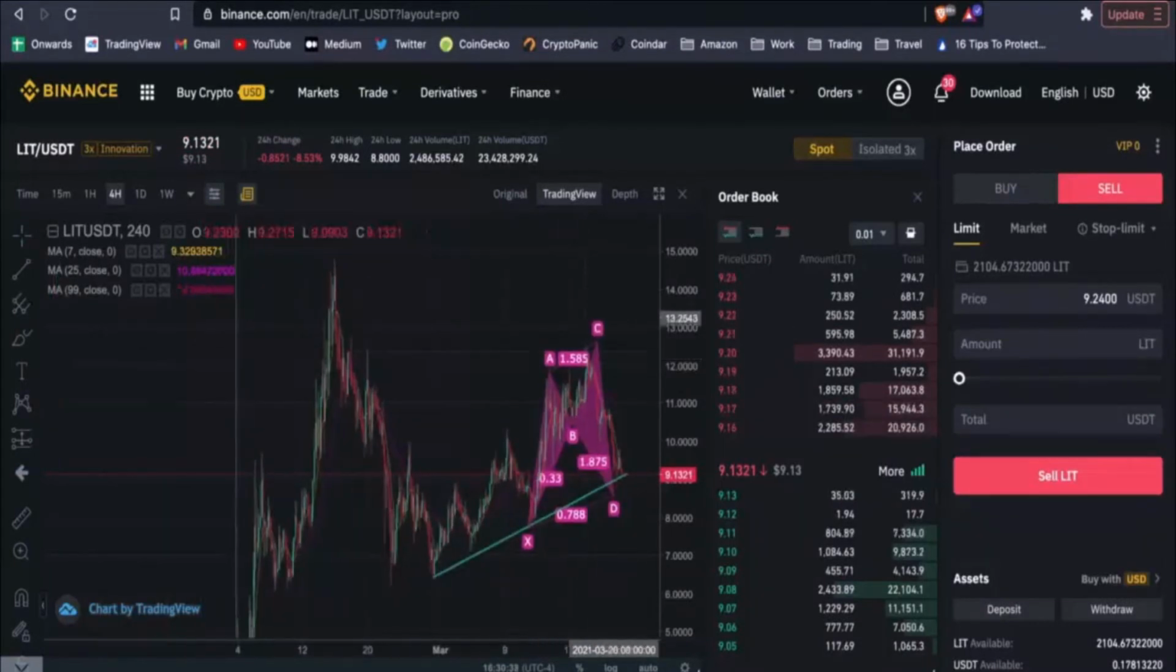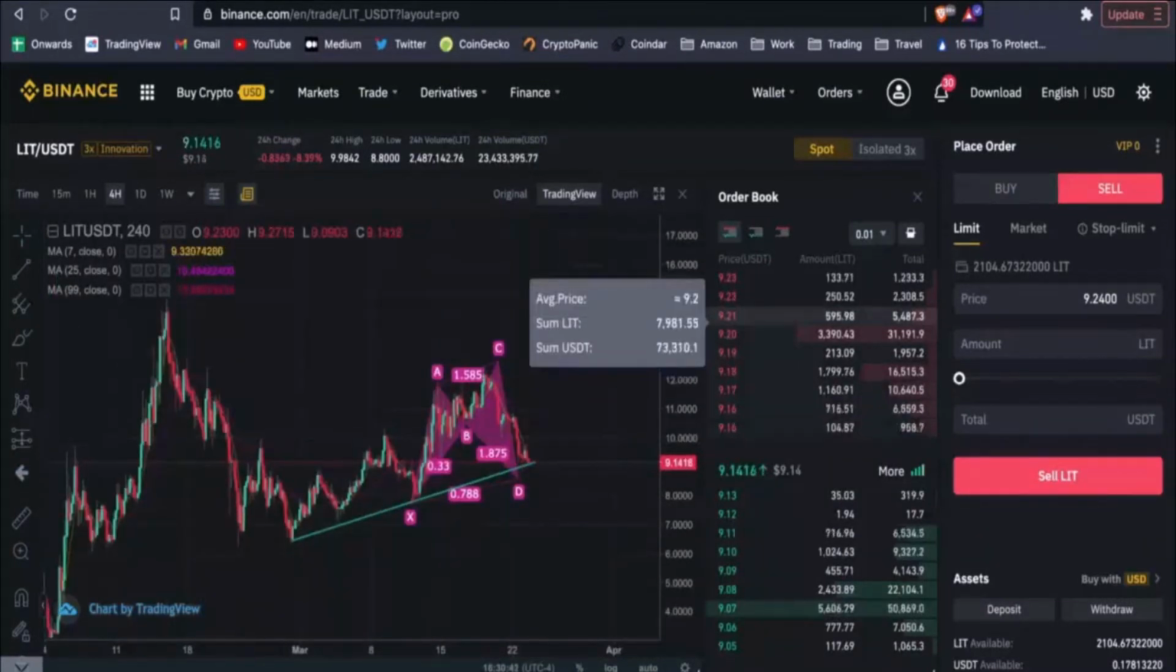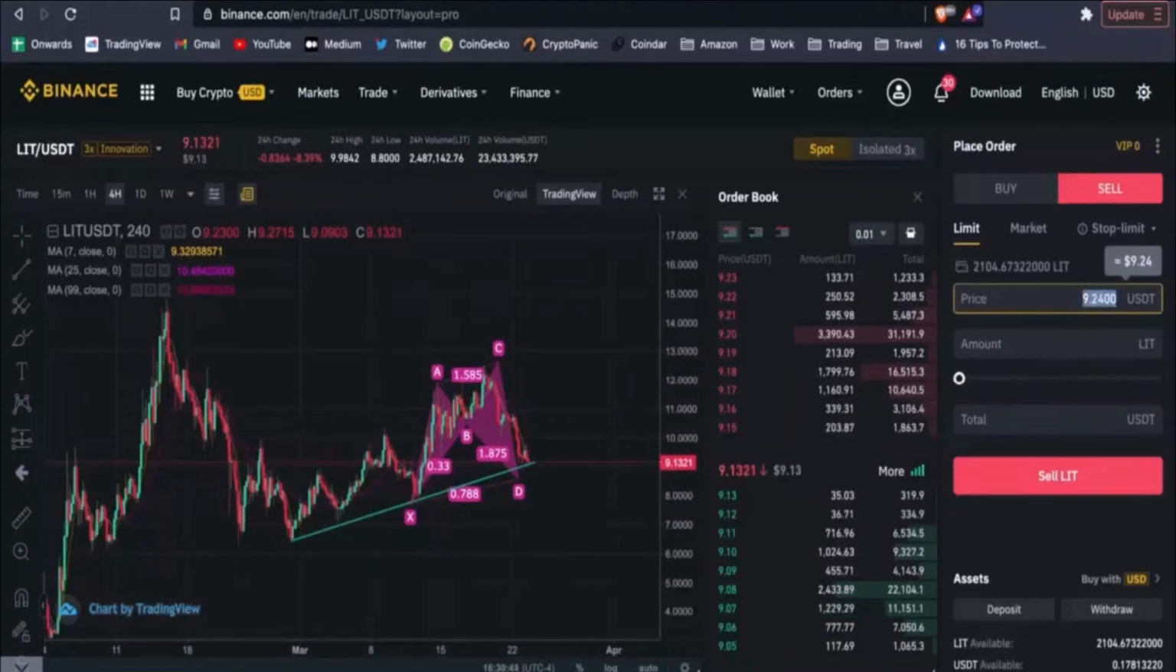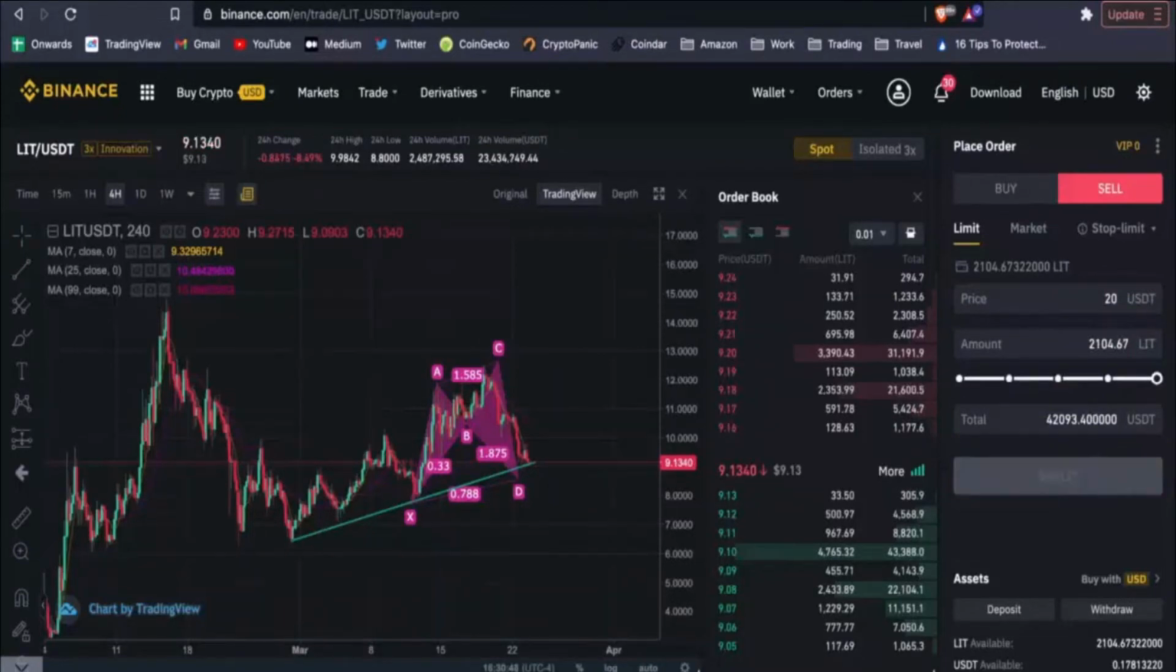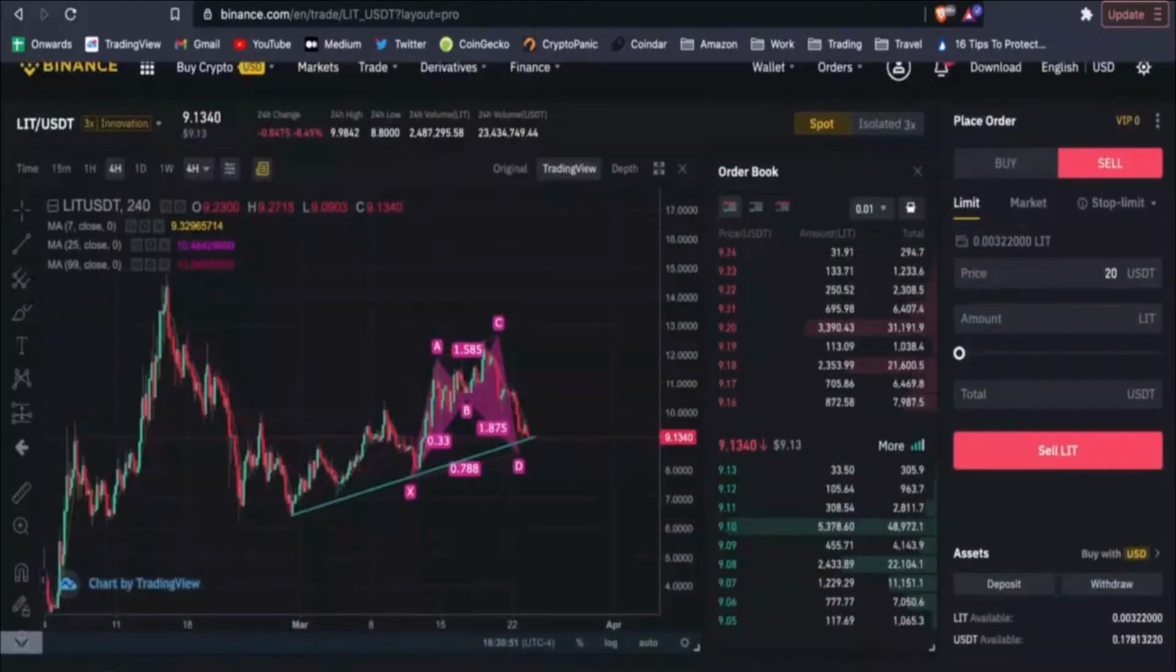So what I could do actually, let's say my target level for LIT is around $20. I could put a 20 USDT, 100% of my LIT, sell LIT, and I'll have that limit order, and I can leave that there, right? That is my profit target, okay, when I first entered that trade. So again, sell limit order is very useful for taking profits.